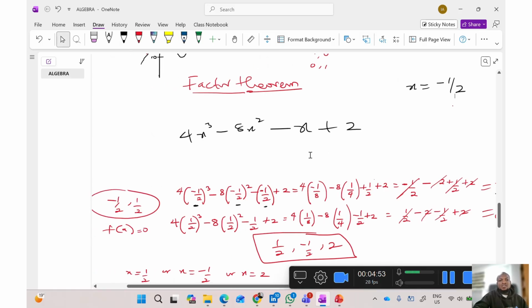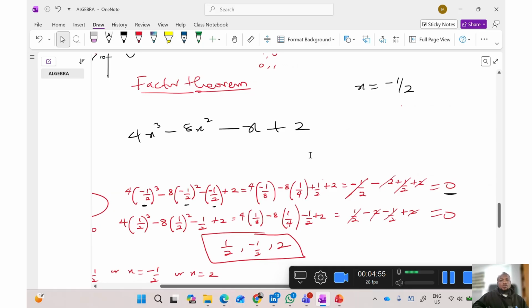And when x is equal to half as well, you can see 4 times half cubed, minus 8 times half squared, minus half plus 2.